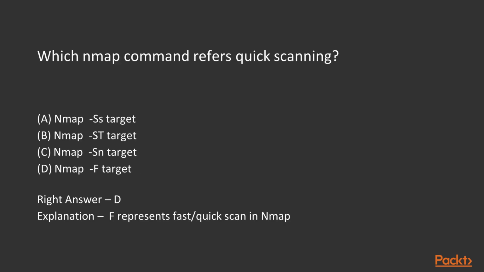Which Nmap command refers quick scanning? Quick scanning is also called fast scanning, right? So fast scanning means F. So you need to find out which Nmap command is using F, which is for fast. So -sS is for stealth scan. This is for TCP. This is for ping scan. And I think this one is the right answer, D. Nmap -F and target. So right answer is D. F represent fast or quick scan in Nmap.